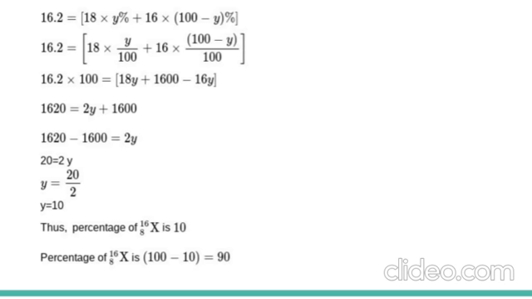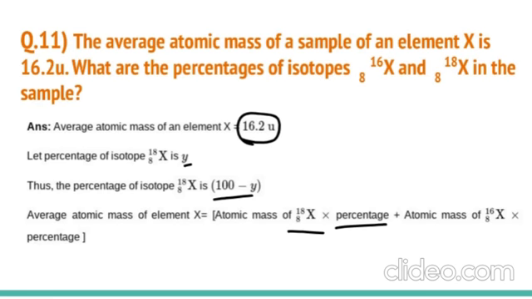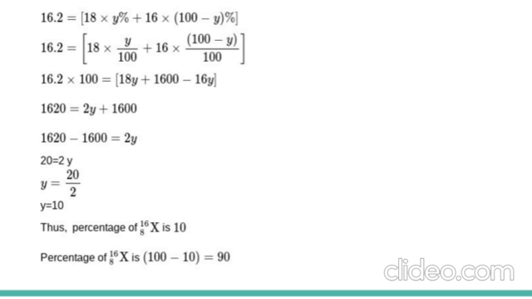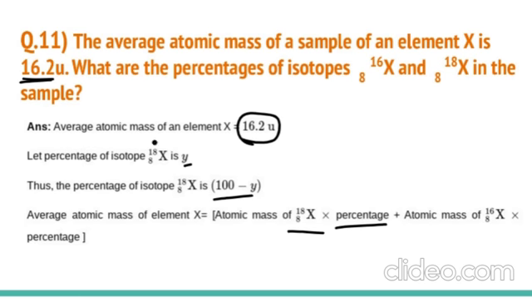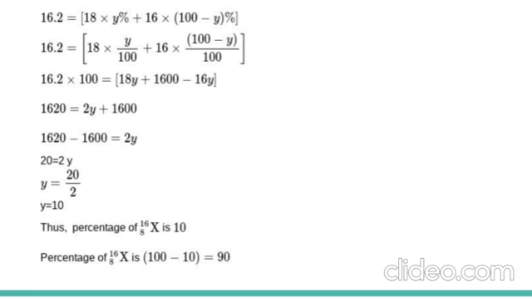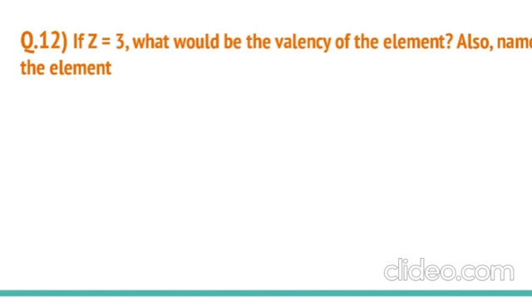Now, here we will do the calculation. 16.2, what is 16.2 over here? It is the average atomic mass. 16.2 equals 18 into Y percent. So Y is the variable we have and 18 is the atomic mass of the isotope. We'll calculate them, and you can see how we do the calculations. It's simple only, nothing difficult. So we'll get the percentage of the 18X8 isotope as 10, and for the 16X8 isotope it will be 100 minus 10, which is 90. So these will be the two percentages.